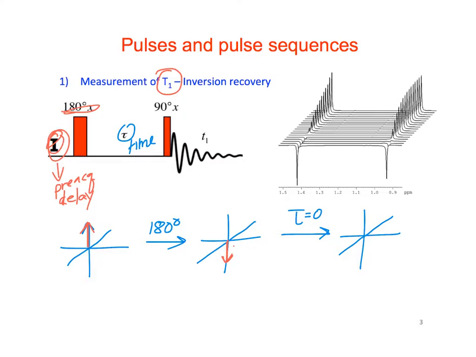So we're still here in the minus z. Then we do a 90, and it's going to rotate up this way. It's still going clockwise. So we get our signal over here, and then we detect it and do our Fourier transform. Okay, so what kind of a signal should we get? A negative signal, right?